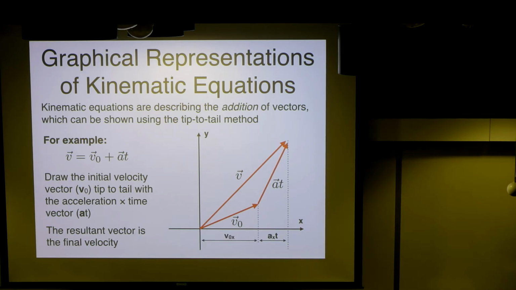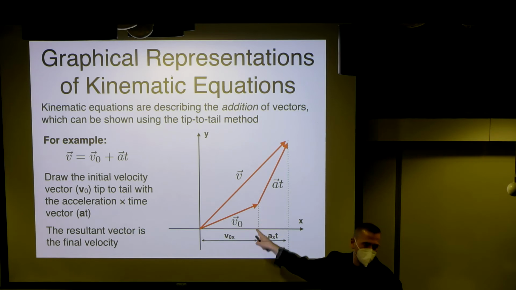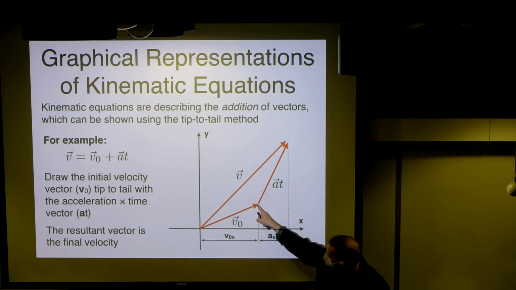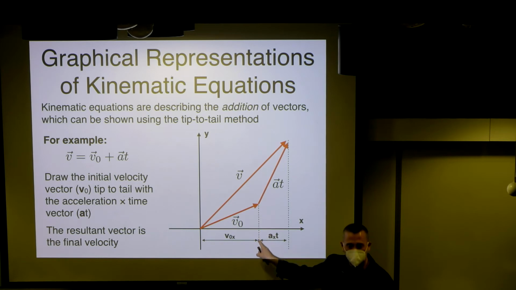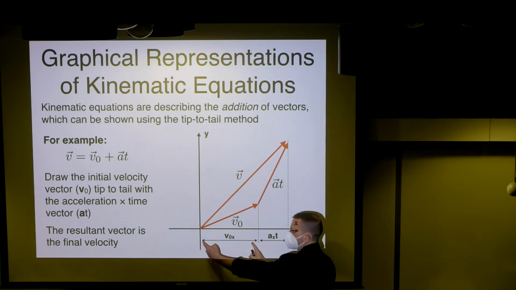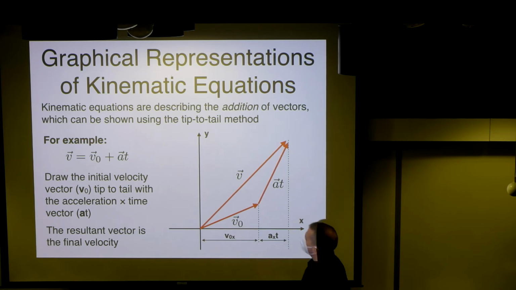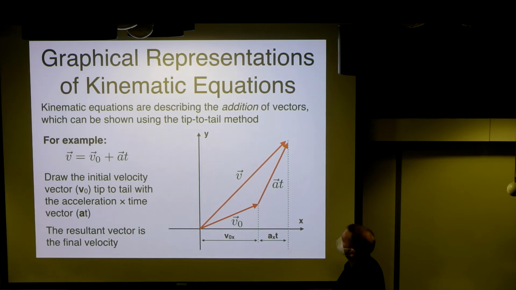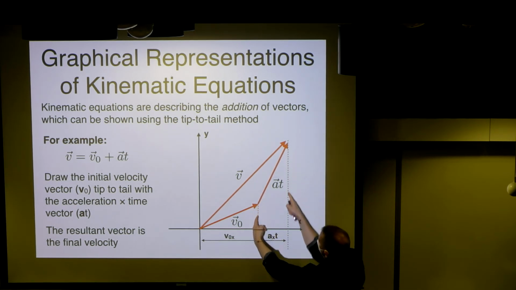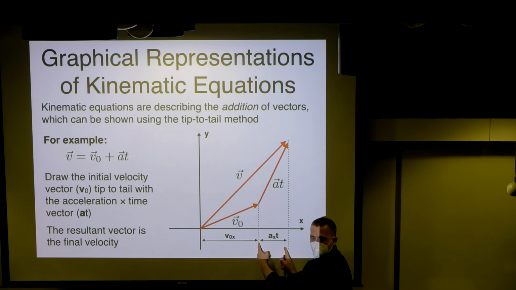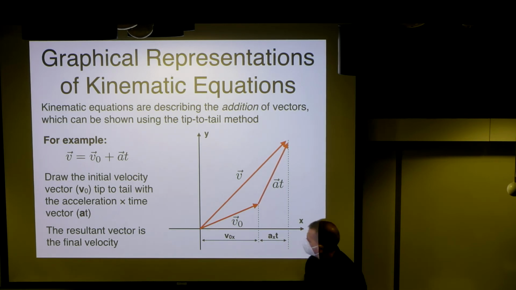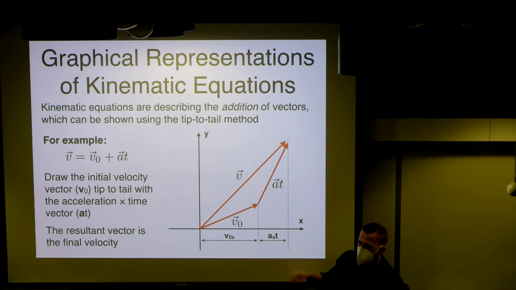So the last thing I want to show you is this. Let's take our v naught vector, and let's think about what its x component is. That would be what we get when we project that vector onto the x-axis. So hopefully you can see that this right here is v naught x. All right? Let's do the same thing with my second vector, at. Let's project that onto the x-axis, and we get this. So what I would call this projection is ax times time. It's basically the x component of my acceleration times time.